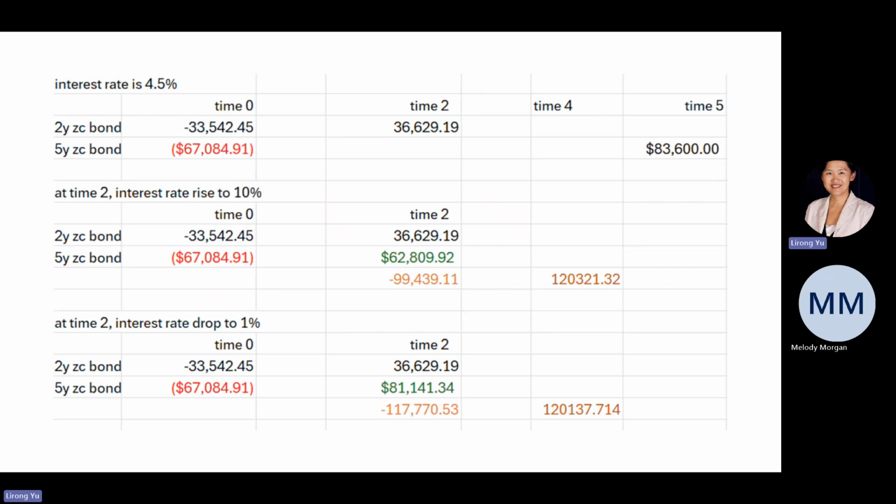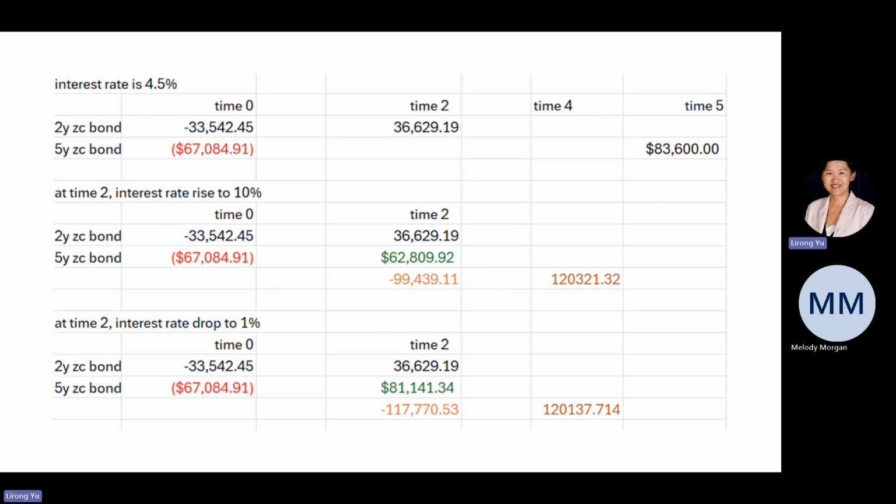So if the interest rate went up to 10%, then the 5-year zero coupon bond will be priced at 62,809. Combine those assets to buy the 2-year investment. By time 4, you have 12,000 more, way more than 120,000 to cover the liability.